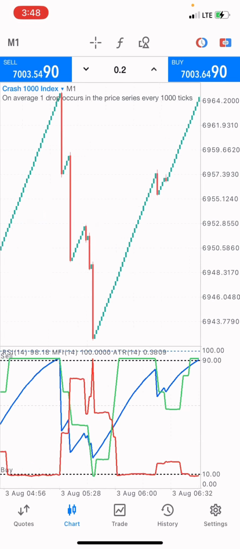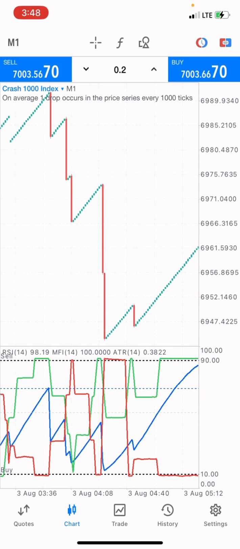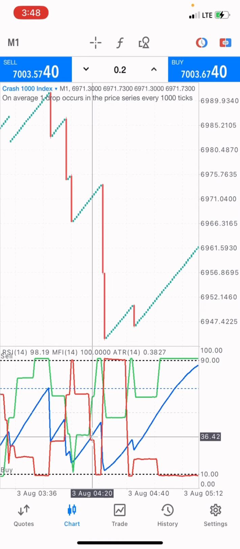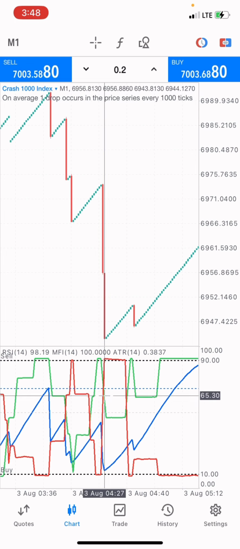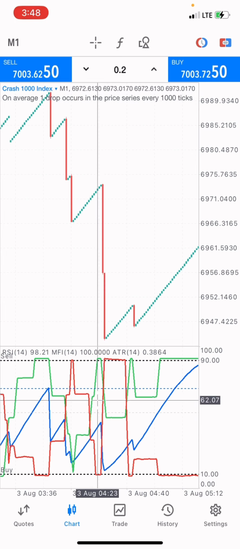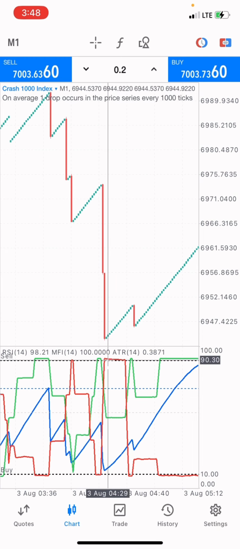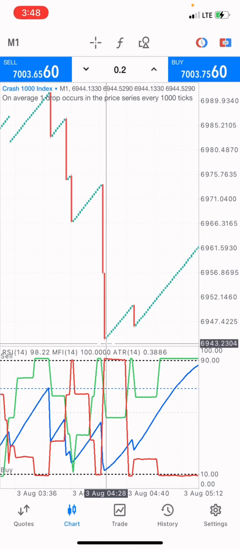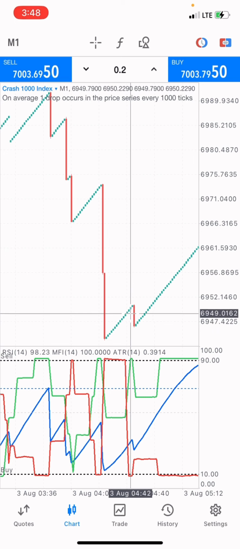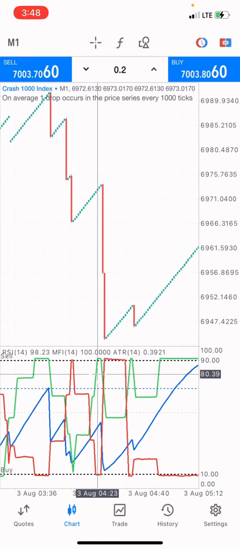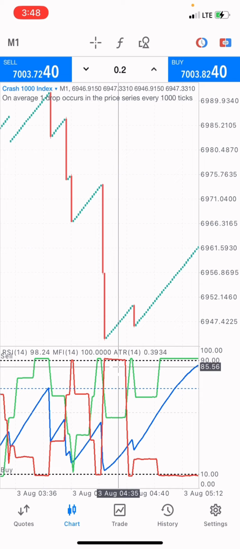Let me show you. You see at this point, guys, the money flow index did not reach level 10, but the average true range crosses level 90. You count your 6 candles, you are out. So this strategy is a very simple and easy strategy.